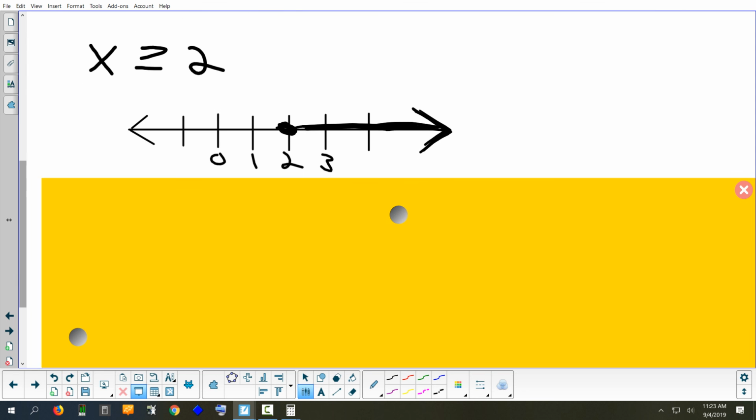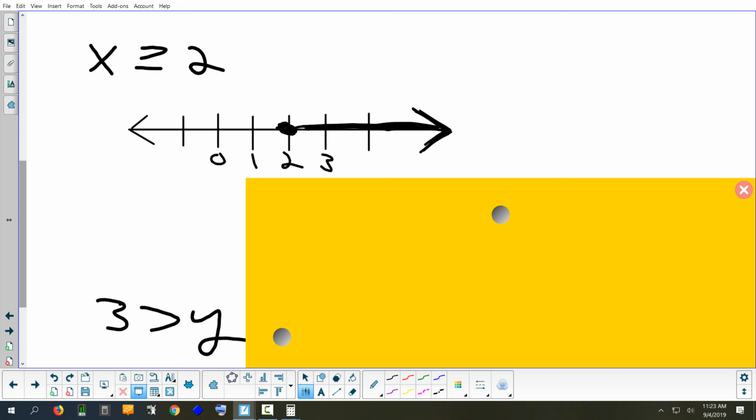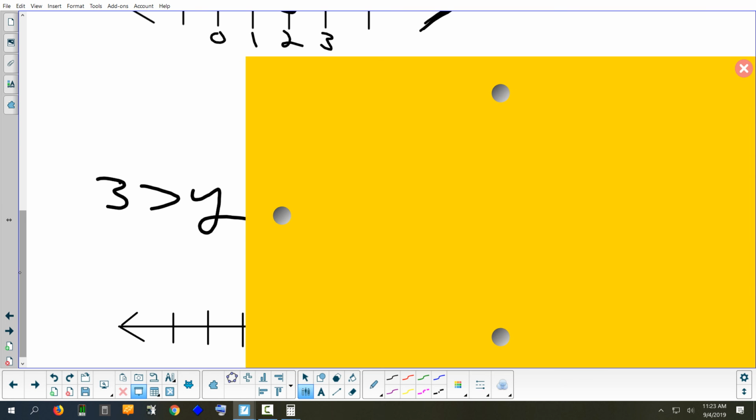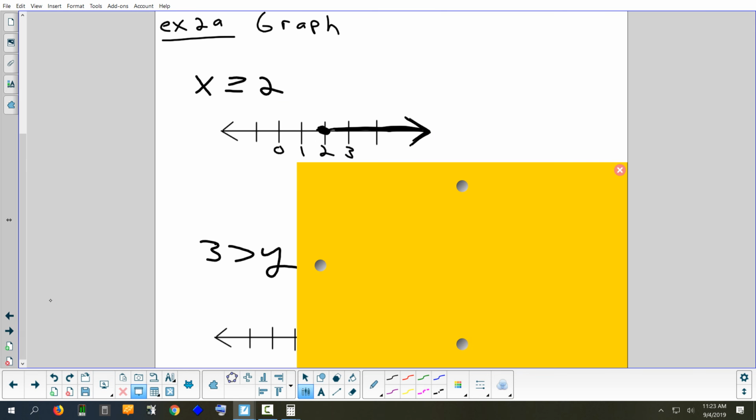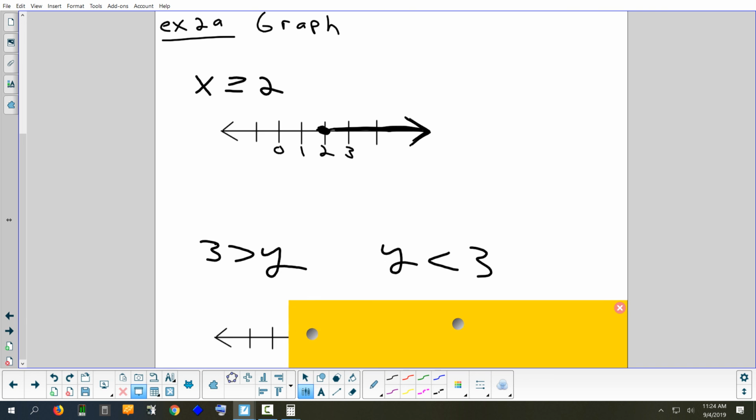All right. Let's take a look at this one. 3 is greater than y. Now, be a little careful with this one. What's different about the way that this problem is set up compared to the one up above? The variable is second. Yeah, the variable comes on the right side. How can I rewrite this so the variable is on the left? Zach? y is less than 3. Yeah, we can write it like that. That's the same thing.